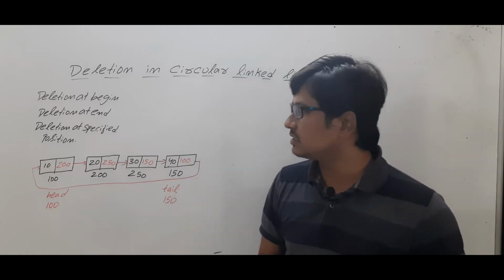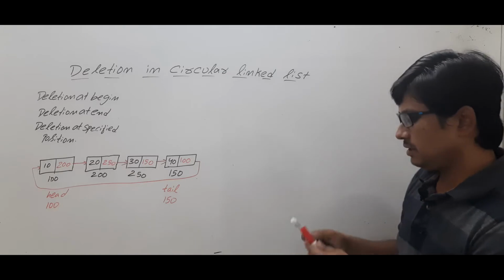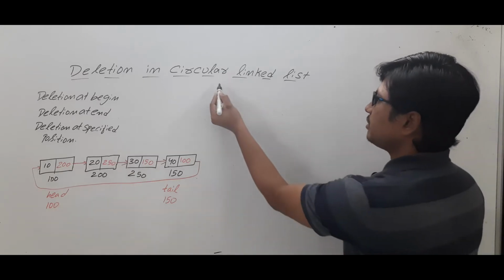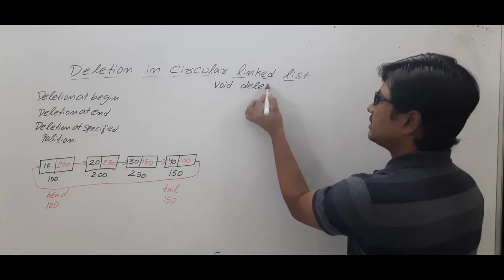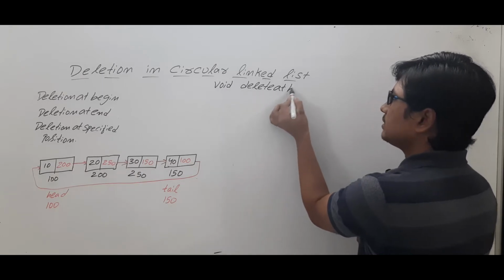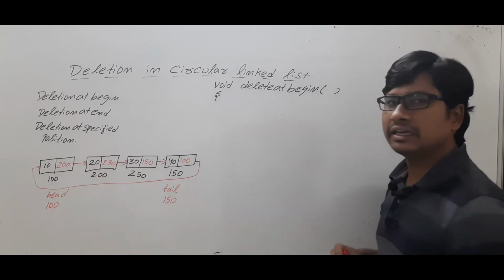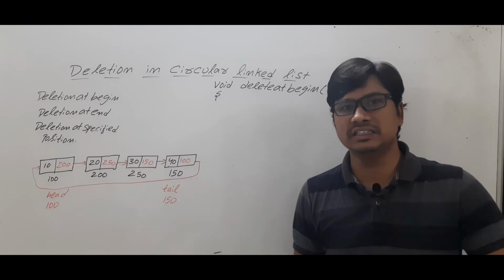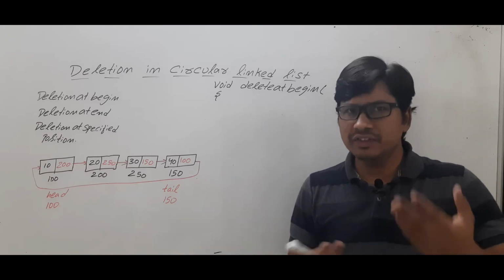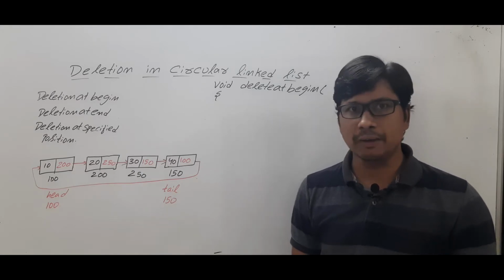Now, let me discuss how we can delete a node at the beginning. So, let me write the user defined function called void delete at begin. Now, when we are deleting a node from the beginning, the first thing we need to check is whether the circular linked list is empty or not. If the circular linked list is empty, how can you delete a node? It is not possible. Am I right?